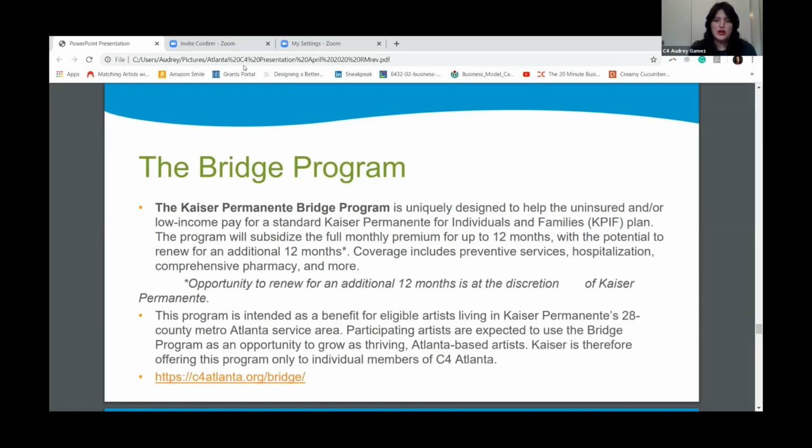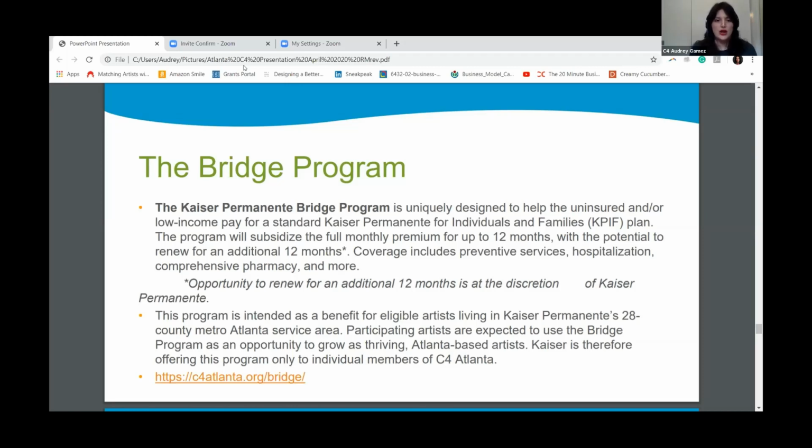So there are 4 multi-week classes. Sorry, we just added a new one. 4 multi-week classes that C4 offers that you can take in order to be eligible for Bridge. So you have to be a member, you have to have taken a class program. And then the other requirement is that right now, this program is only available during open enrollment.